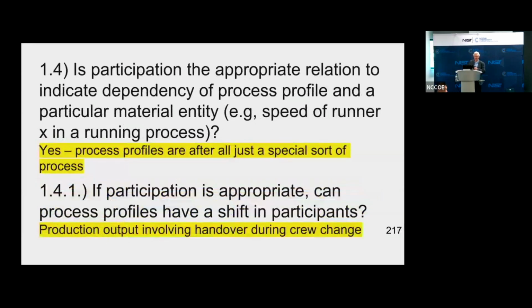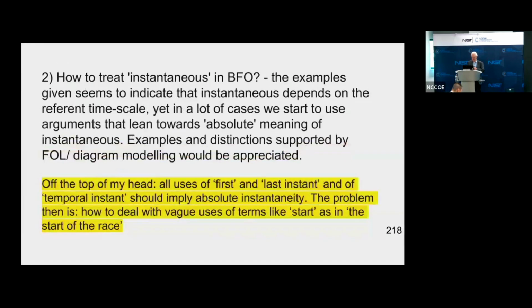I've only been talking about instants in the last minute and a half. Exactly. All right, now, what I say is all uses of first and last instant in the BFO sense are about zero length time regions. But most use of time specifications in the real world is vague.